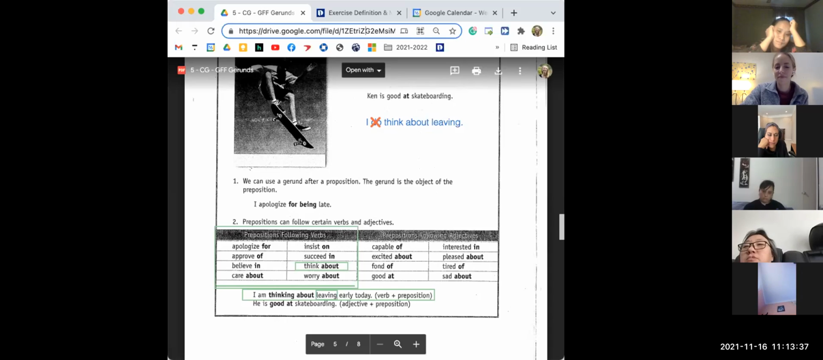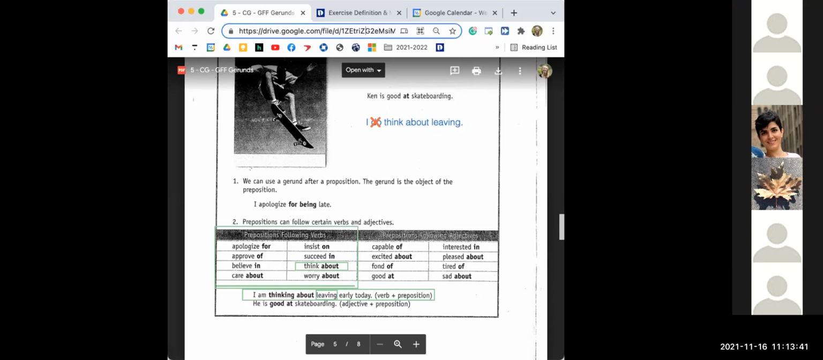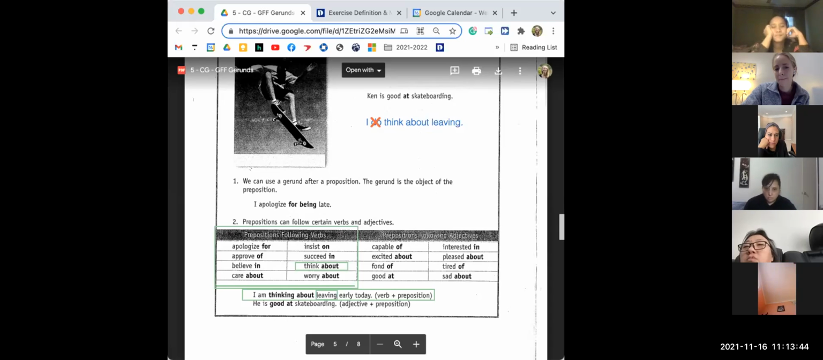I have a question. Yes. In think about, the meaning is, is this a gerund? Thinking about is a gerund, then leaving is the verb. Is that correct? No, because thinking is part of this progressive verb, am thinking.